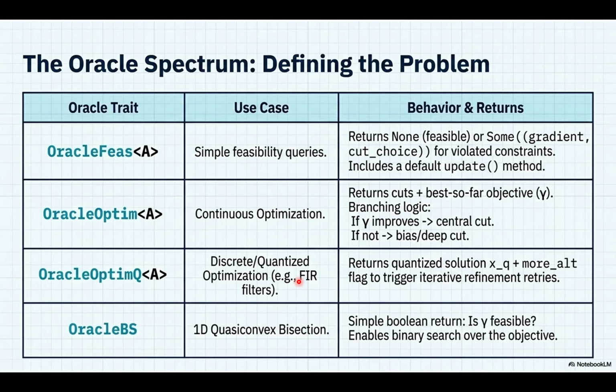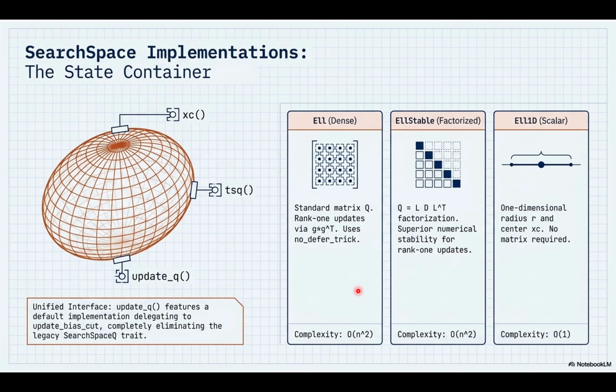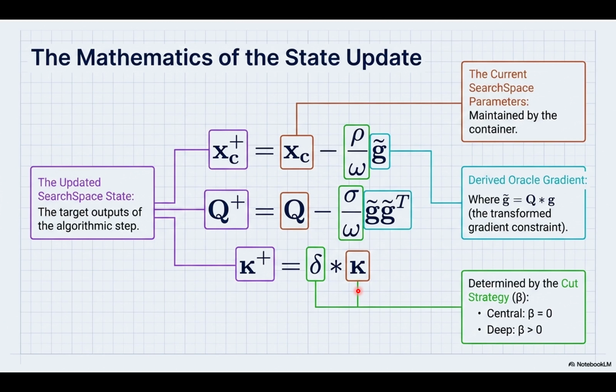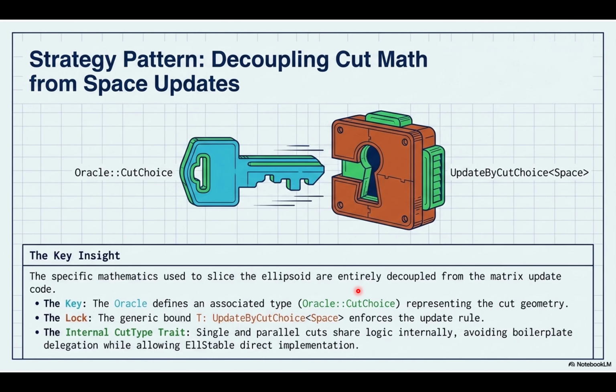If it makes a cut based on a continuous curve, but that cut falls entirely between the grid lines of the quantized space, the cut physically has no effect. Oh. The space doesn't actually shrink. Because you didn't eliminate any of the actual whole number options. You just sliced empty air between them. Right, which would normally cause an algorithm to just get stuck in an infinite loop. It would keep making the same useless cut forever.